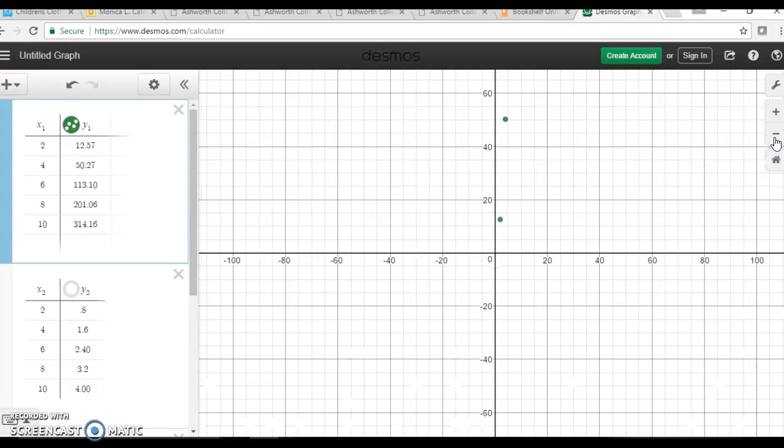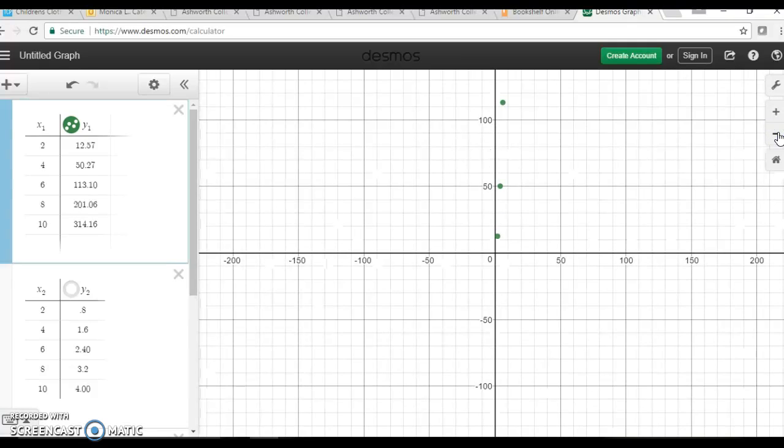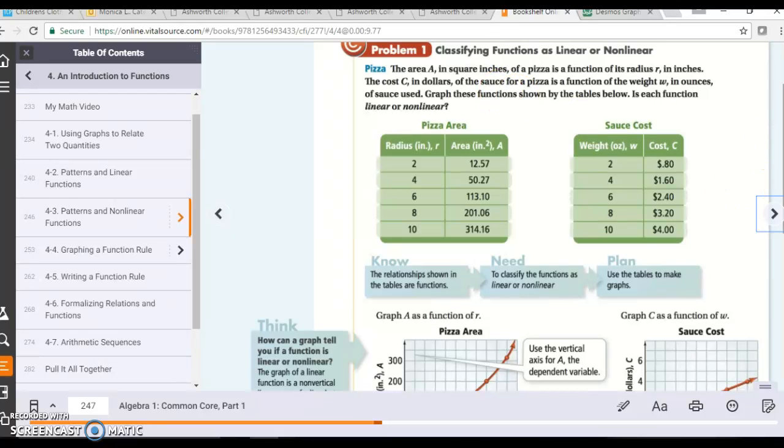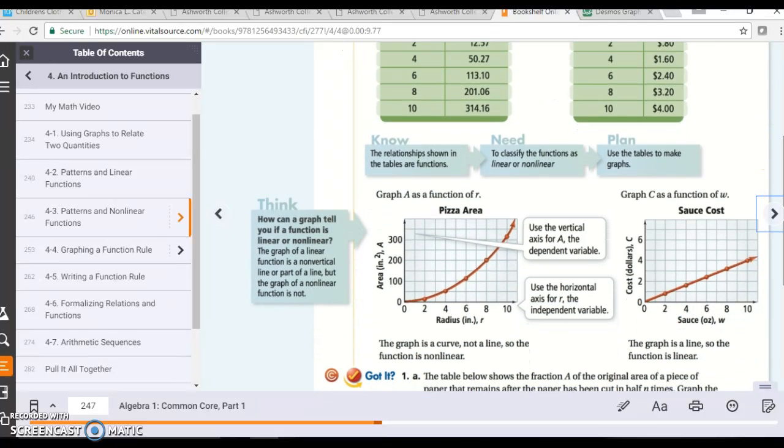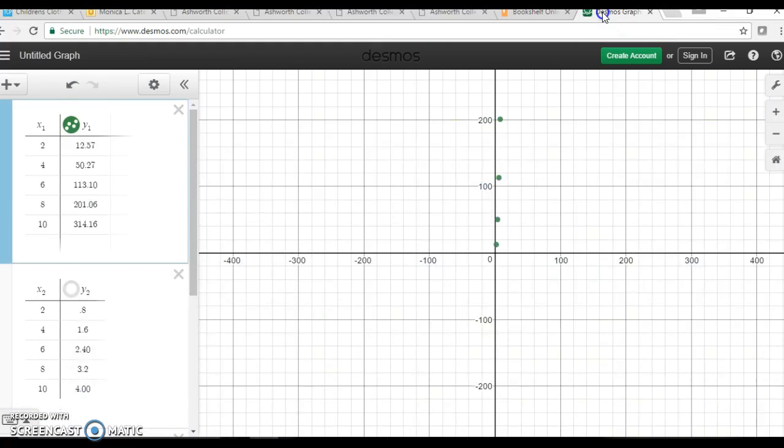It's my second one, and I can look at that and see this is not going in a line. It looks like it's curving. Let's go ahead and keep going. And again, this does not look like a line. Because it's not a line, that means that it's nonlinear. And here, same thing that they've done here, I can tell that it's curving, so it's nonlinear.